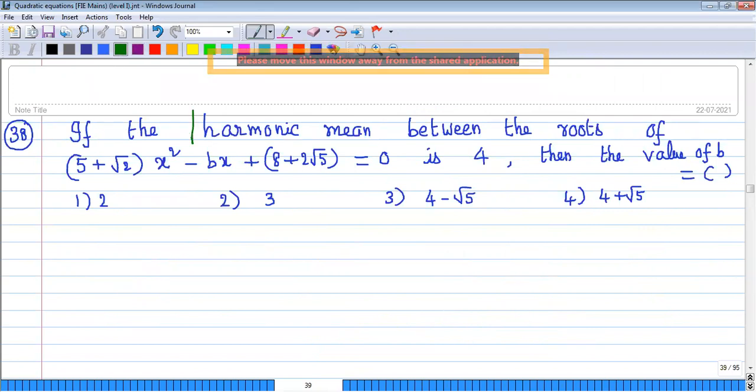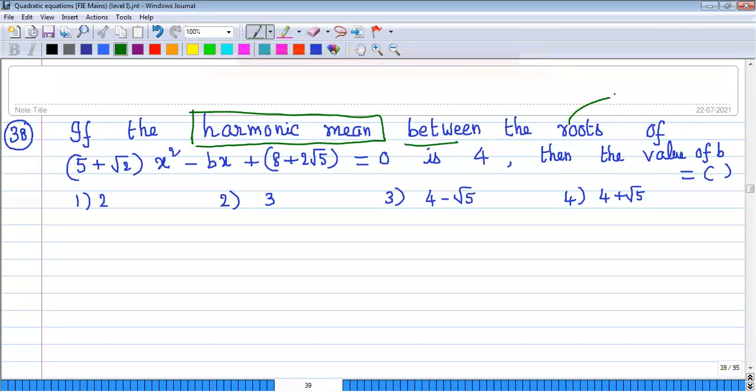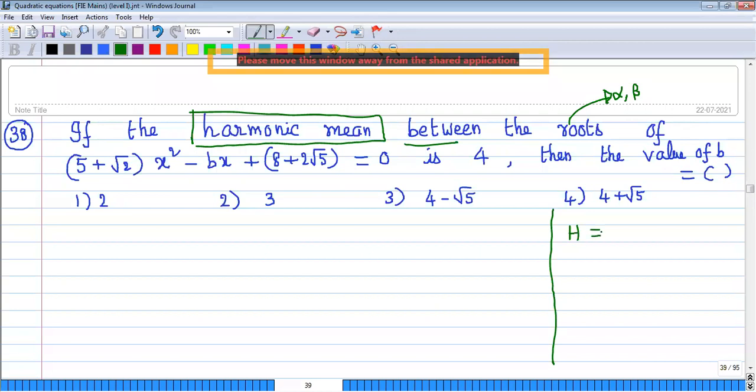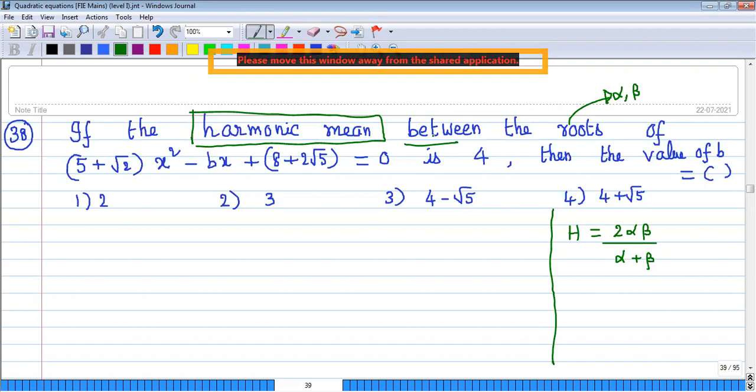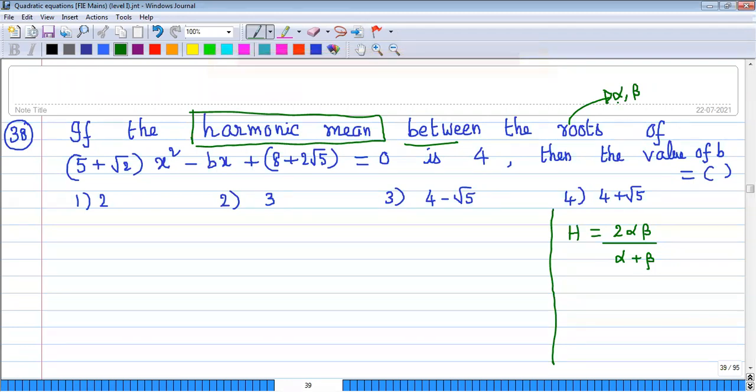See, the harmonic mean between the roots. So let us say roots are alpha, beta. That means harmonic mean between alpha comma beta is 2 alpha beta by alpha plus beta. Arithmetic mean is alpha plus beta by 2. Geometric mean is root of alpha beta. You might have studied this in sequences and series. Harmonic mean is denoted by capital H, that is 2 alpha beta by alpha plus beta, provided roots are alpha comma beta.